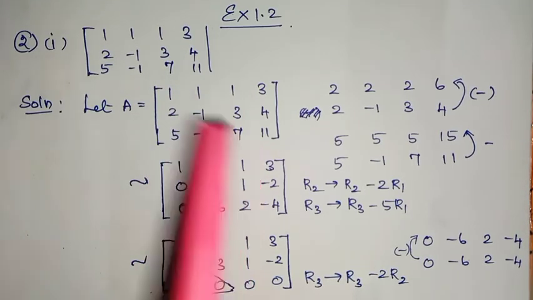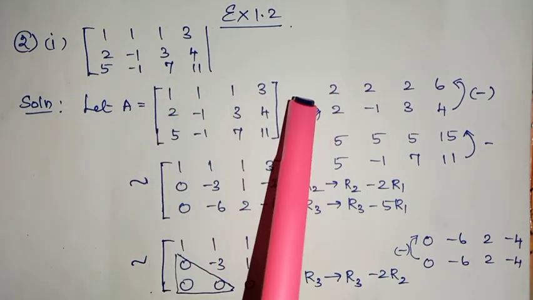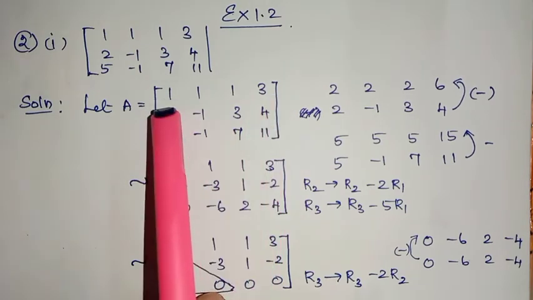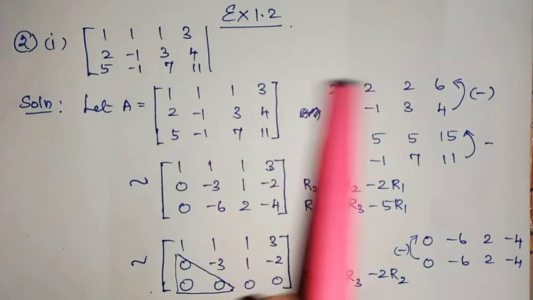It is very simple. First we will take the first row element and multiply by 2. So first row is multiplied by 2. 1 into 2 is 2. 1 into 2 is 2. 1 into 2 is 2. 3 into 2 is 6.